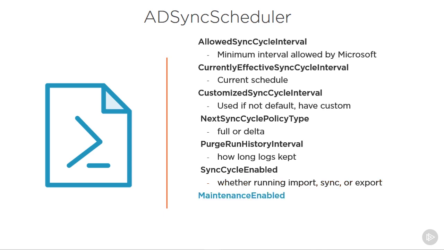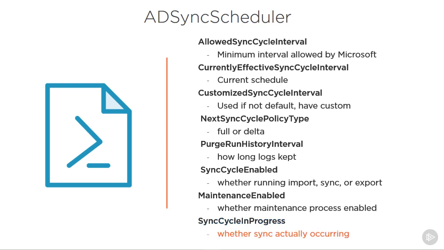We have the MaintenanceEnabled option. This will display whether the maintenance process has been enabled. And we also have the SyncCycleInProgress, and this will tell me whether there's a sync actually occurring at this point in time. So this is information that will be returned using the Get-ADSyncScheduler. Some of these parameters can be modified with the Set-ADSyncScheduler to configure the synchronization. But as I mentioned, there are some limitations. For instance, the AllowedSyncCycleInterval can't be less than 30 minutes.